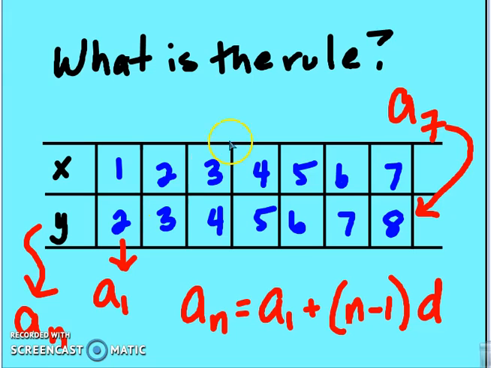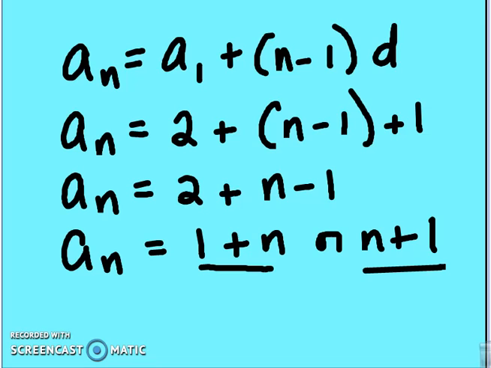So now we can rewrite the rule using this formula. So a sub n is equal to a sub 1 plus n minus 1 times d. A sub n is equal to 2, that's the first term, plus n minus 1, times the common difference. I'll have to erase that. So it's plus 1 is the common difference. It's times plus 1, so I'll just take that out so there's no confusion.